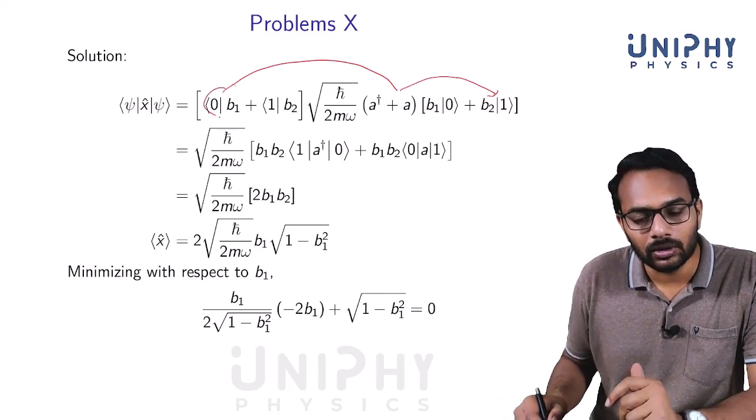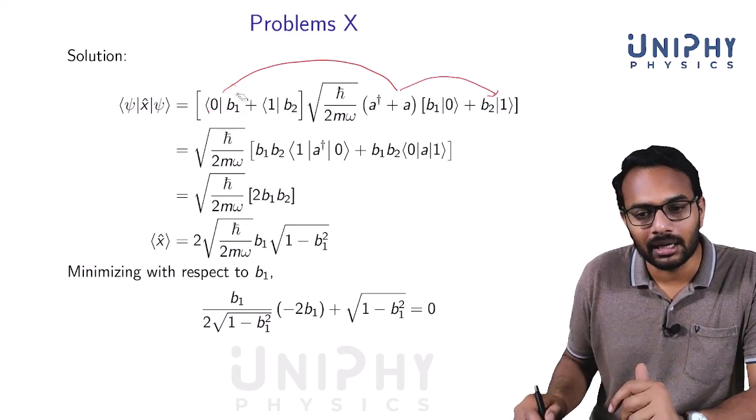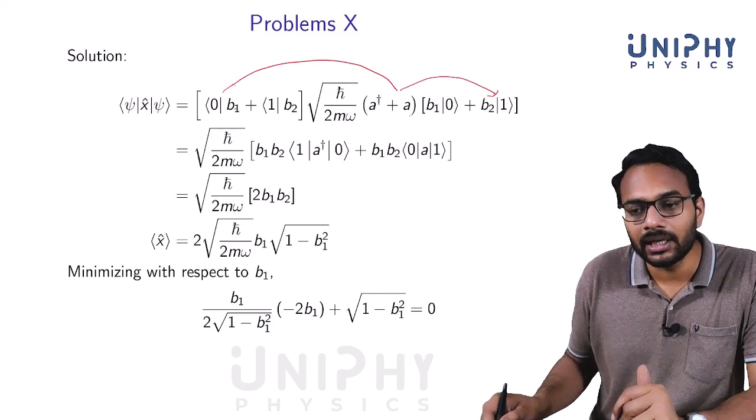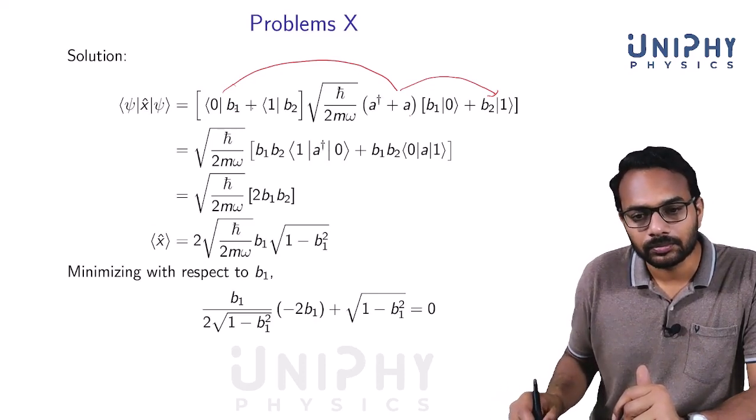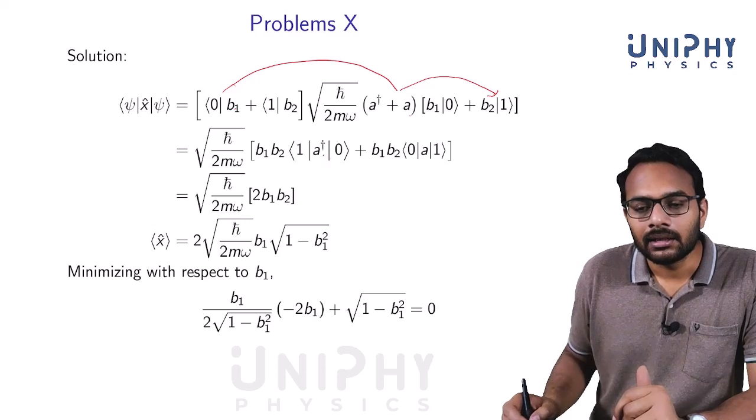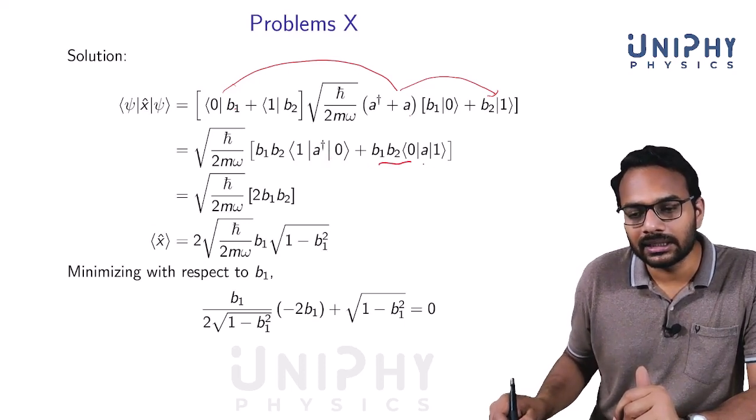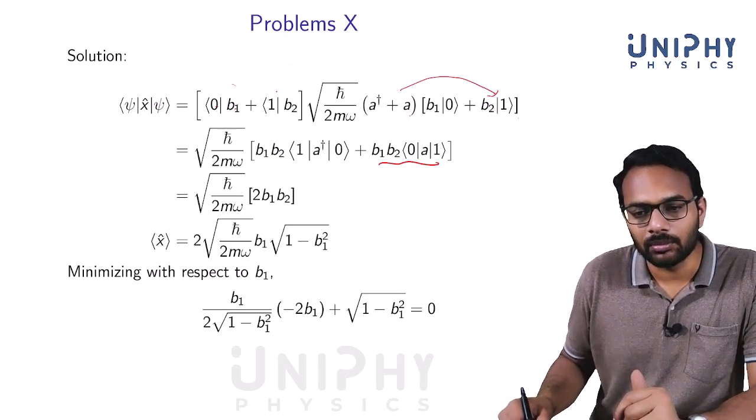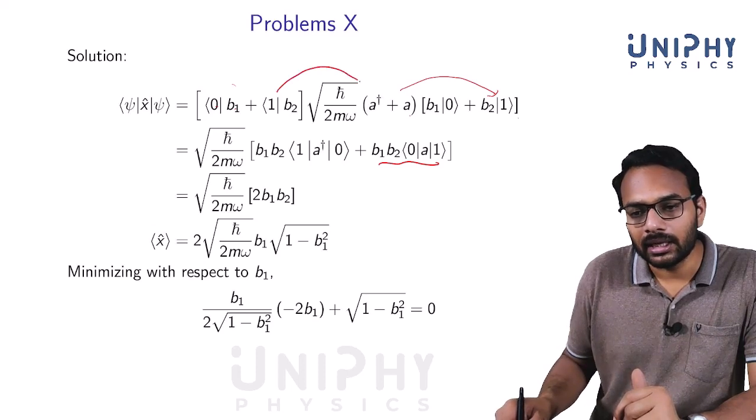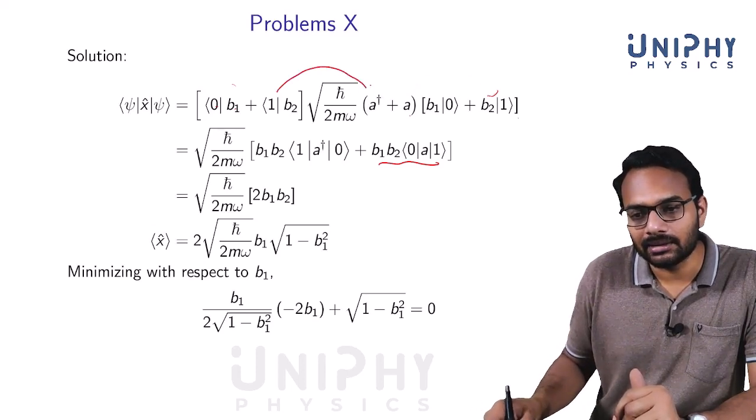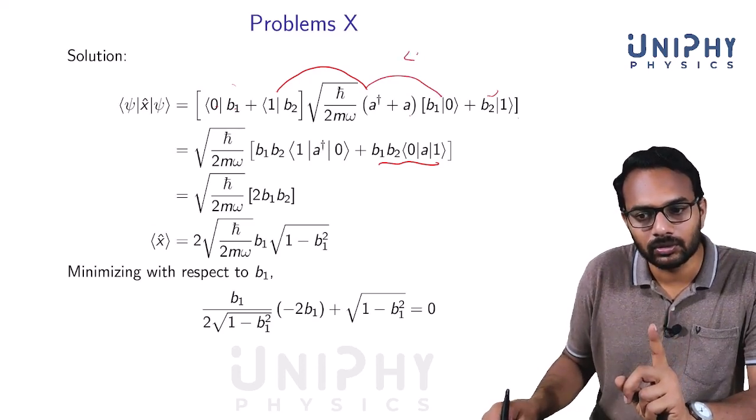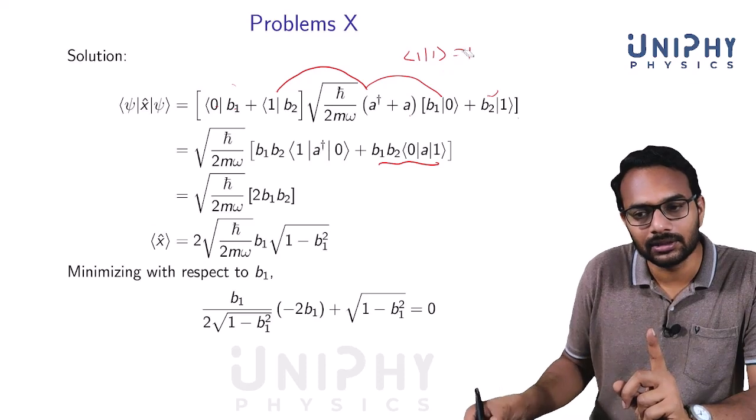So the only non-zero contribution from this comes when you combine it with a. That's why I've written it here: b1, b2, <0|a|1>. That's one term. What about the b1 b2 term with a dagger? When a dagger acts on 0, it will give you 1, so that will be a non-zero term because <1|1> is 1. That's a non-zero term.